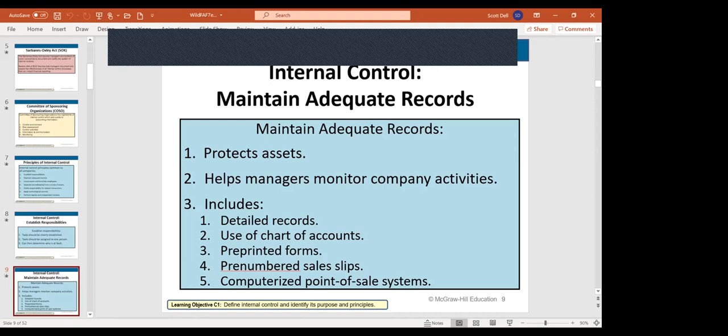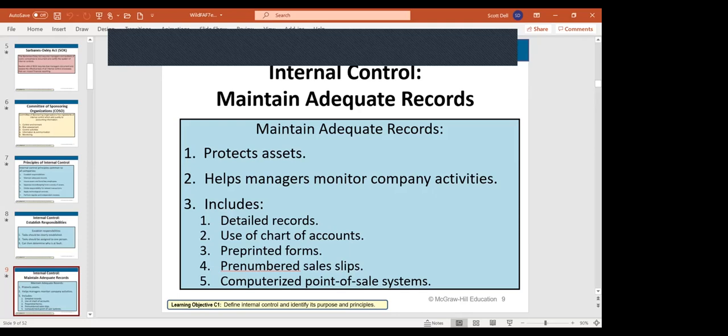Adequate records. Again, the whole point of internal control is protection of assets, the things of value. You don't want to protect your payables. You're not going to protect your bonds payable. You're not protecting your utilities expense. You're protecting your assets. Anything that can be sold, can be converted to cash, has a value. So we're protecting assets.